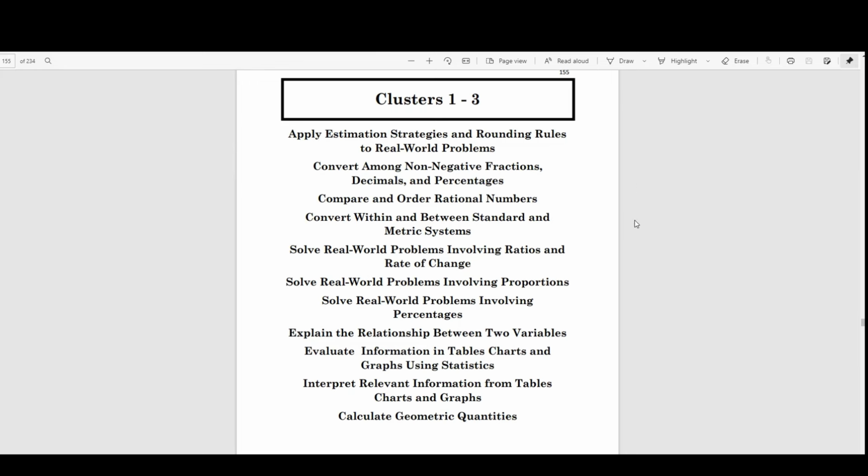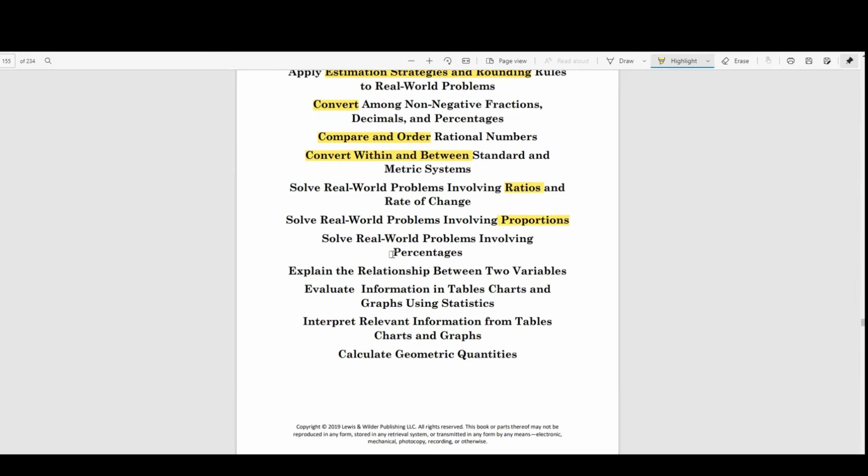So the questions we're going over today for clusters 1 through 3, we're going to be looking at estimation and rounding. We're doing converting fractions, decimals, and percents. Compare and order rational numbers. So conversions within and between systems. We're doing ratios, word problems, proportion word problems, percentage word problems, the relationship between two variables, statistics, and tables, charts, and graphs, and geometry.